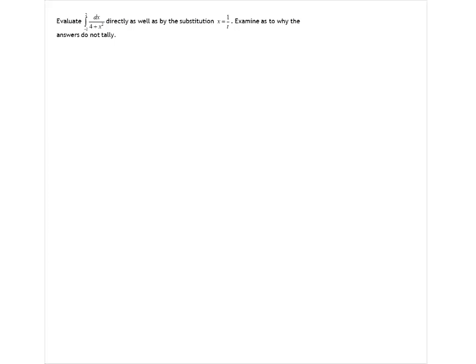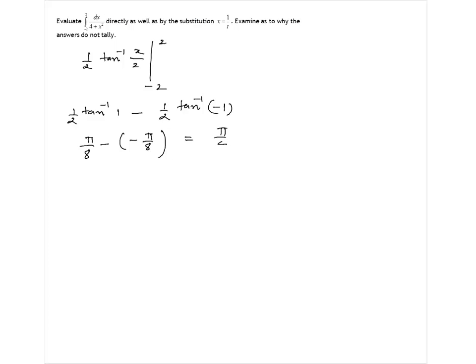If you do it directly, one upon a square plus x square formula, putting 2 by 2, putting minus 2, pi by 4. Okay? Now try this.